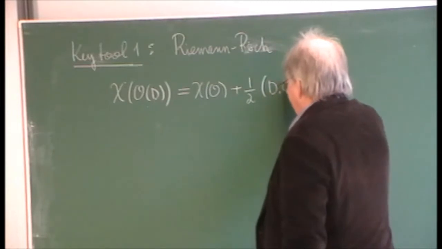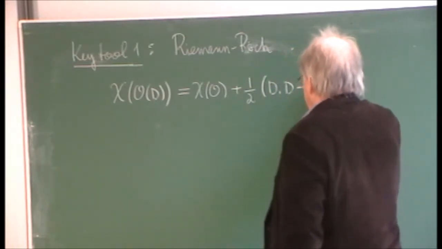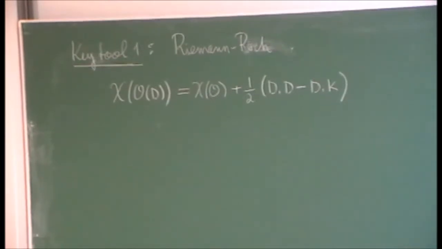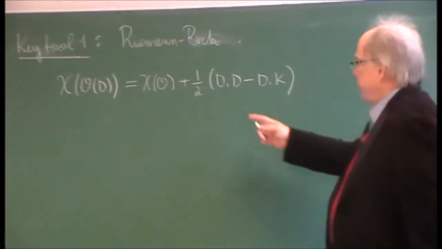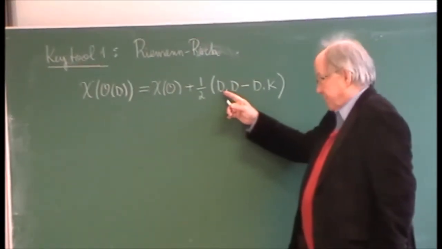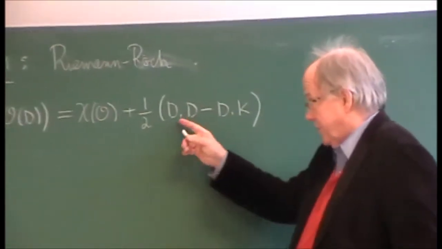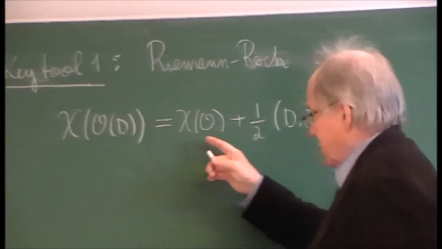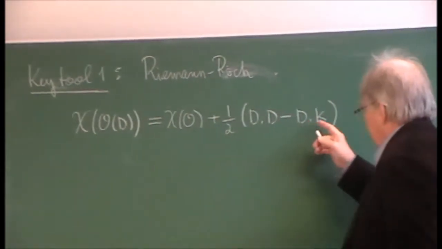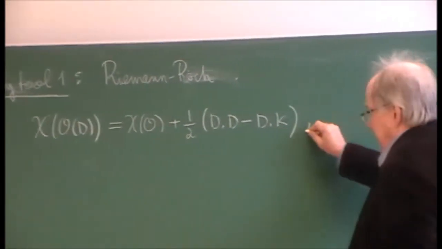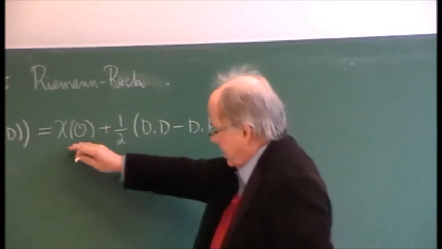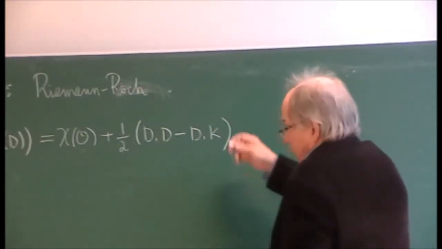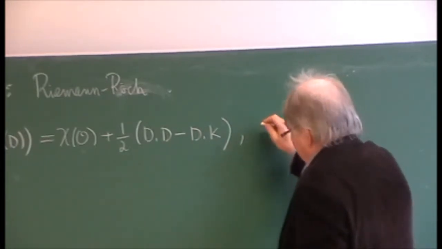Now there's going to be some numbers here that I have to explain. This is a numerical invariant of the divisor. These are integers, so it's already interesting. I should explain these things. And of course you need to compute the Euler characteristic of O. That's also part of one of the main parts, if not the main part, of this Riemann-Roch theorem.